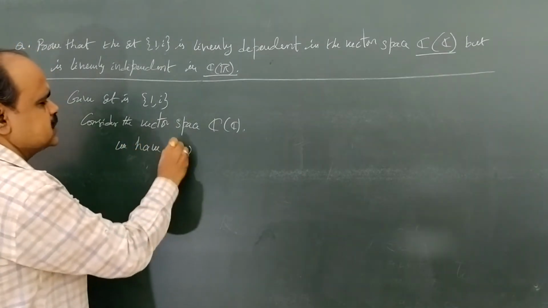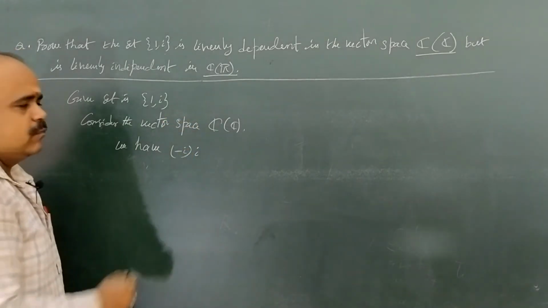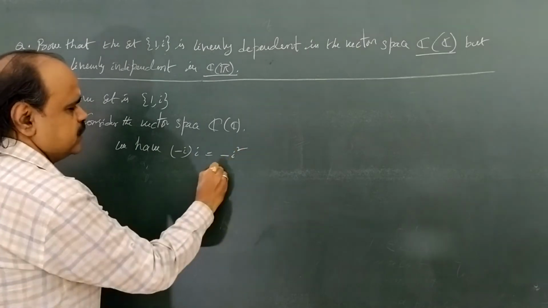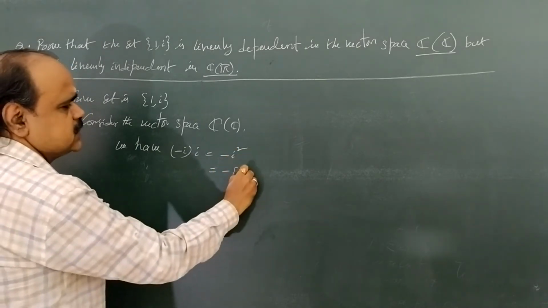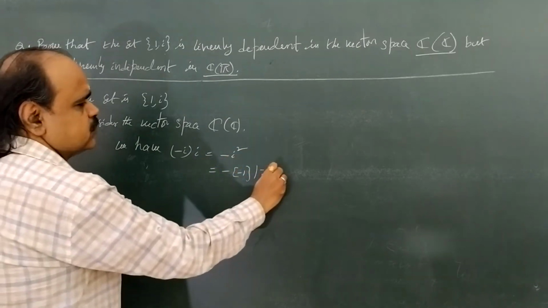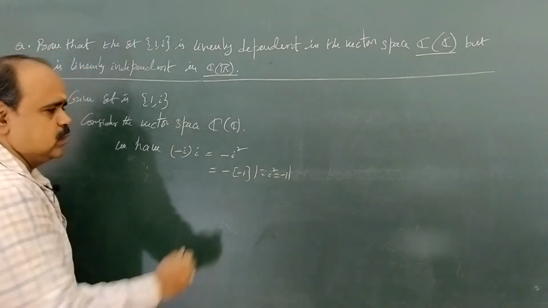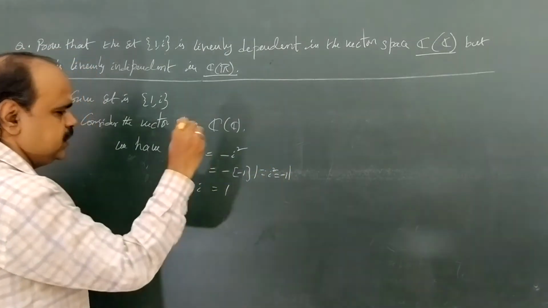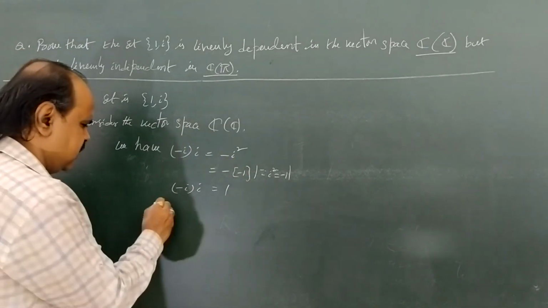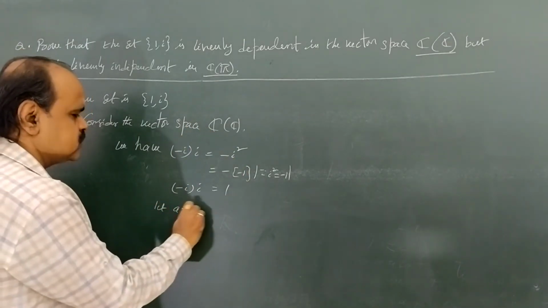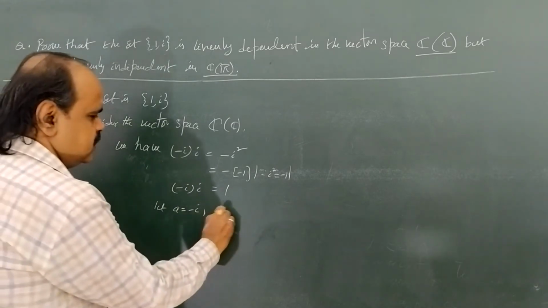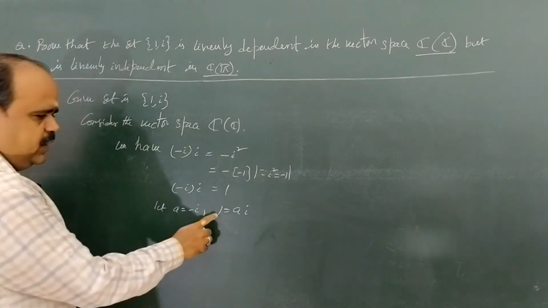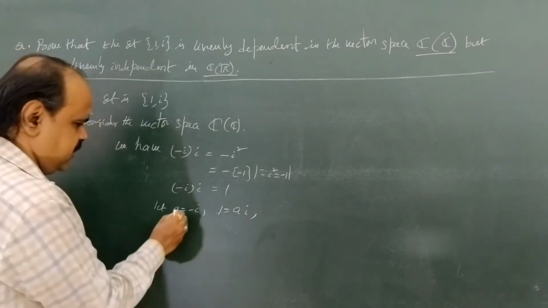For example, minus i into i equal to minus i squared, that equals minus of i squared, which means minus of minus 1. Since i squared equals minus 1, that equals 1. So minus i into i equals 1. Let a equal to minus i. So here a into i equals 1, where a means minus i.